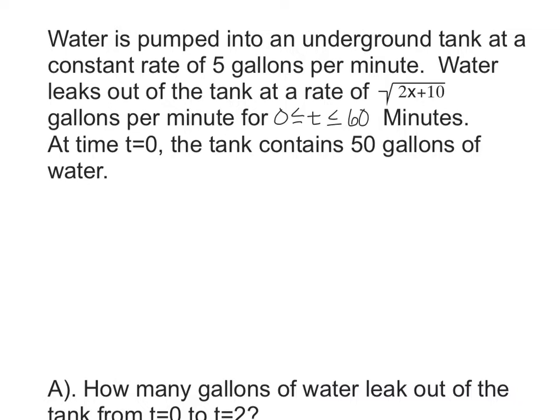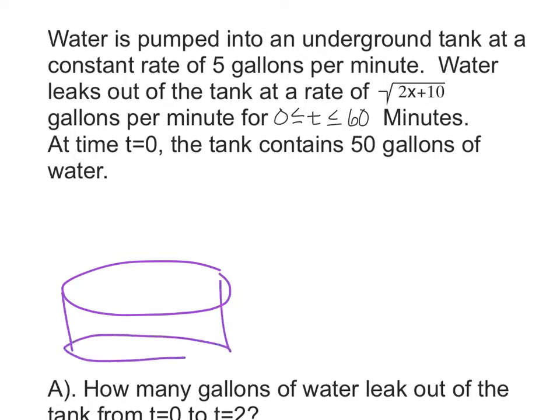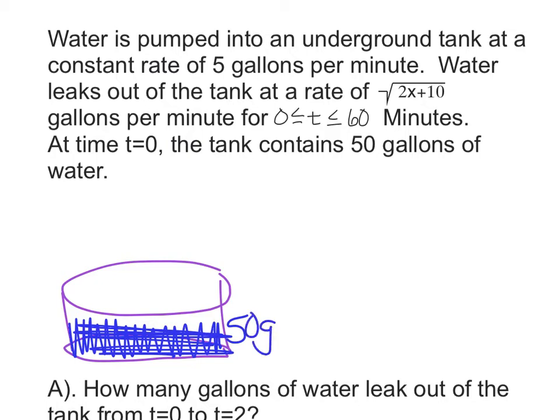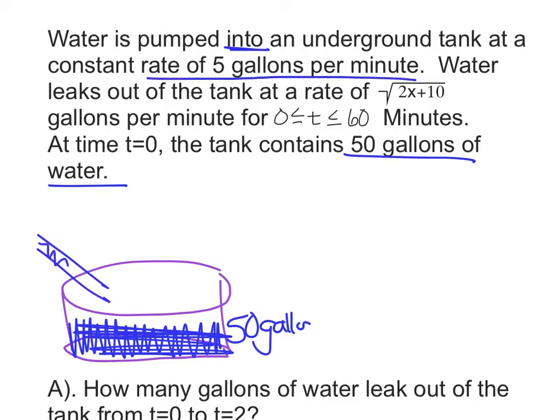All right, so let's go ahead and sketch out a picture of what's happening here. You have this underground tank full of water. Put some water in here. When we start, I already have 50 gallons of water. So that was my initial condition. And it says water is pumped into this tank at a rate of 5 gallons per minute. So you've got water coming in at 5 gallons per minute.